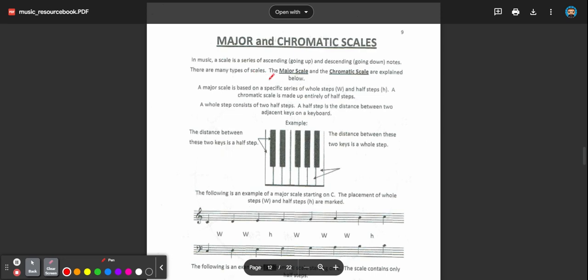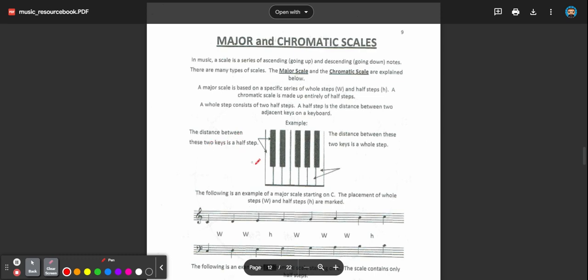There are many types of scales. The major scale and the chromatic scale are explained below. A major scale is based on a specific series of whole steps and half steps. A chromatic scale is made up entirely of half steps. A whole step consists of two half steps. A half step is the distance between two adjacent keys on a keyboard. Or I like to say it's the shortest distance between two notes, whether you're going down lower on your instrument or you're going up higher on your instrument. And learning your half steps is a really valuable thing.